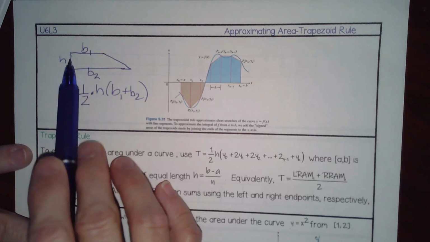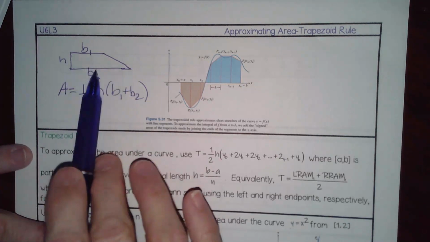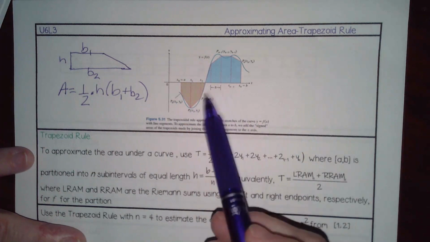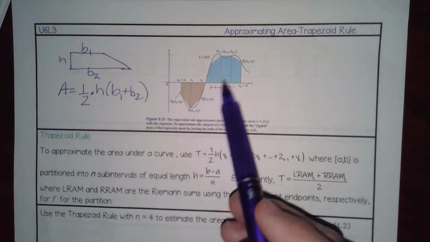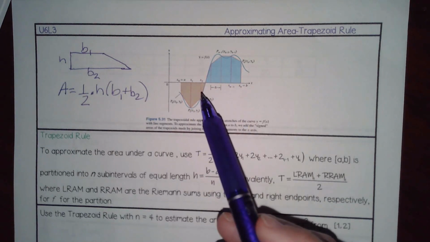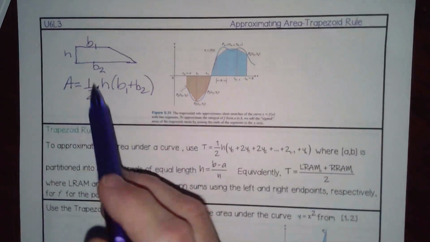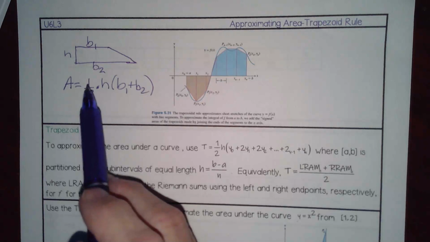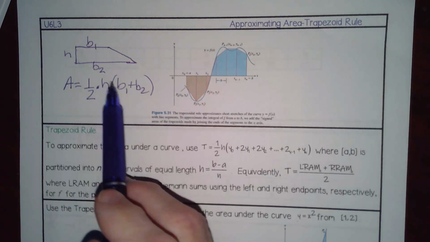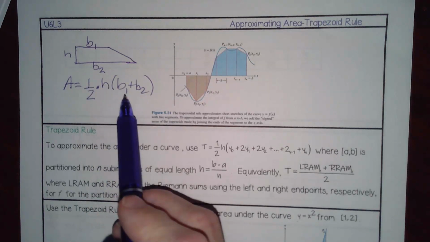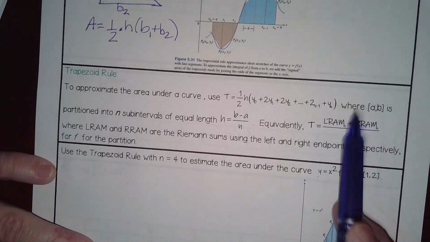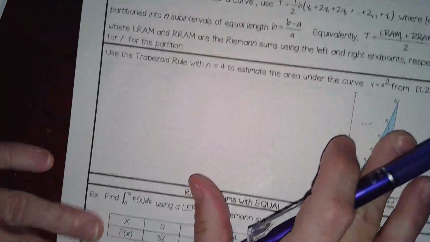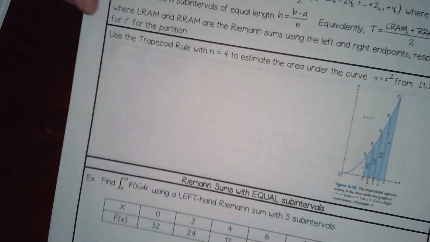This would be the height. These two would be your bases. In our graph, you'll see that the trapezoids are standing up instead of laying down. But the formula for finding the area of a trapezoid is 1/2 times the height times the sum of the two bases. I'm not going to necessarily read through all of this for right now. I'm just going to go ahead and get down to the example.